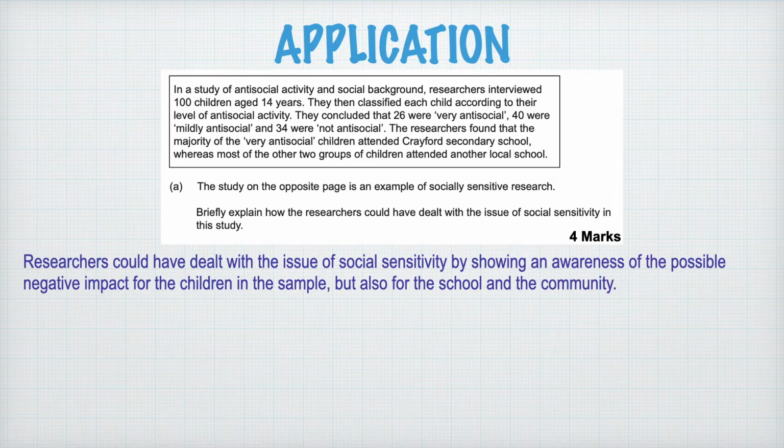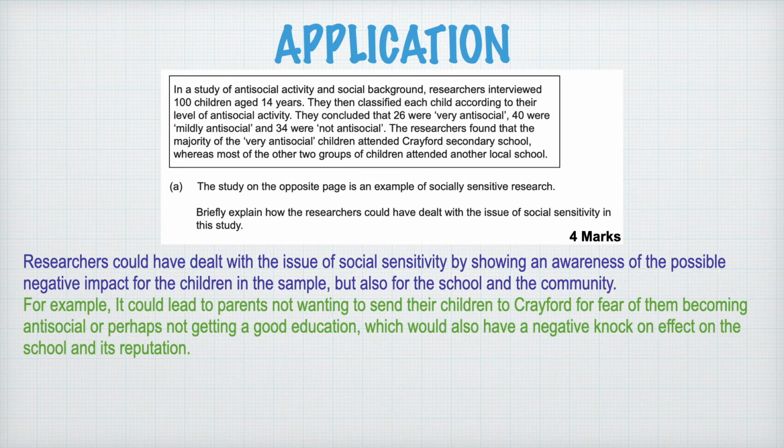Okay, so researchers have to show an awareness of the socially sensitive nature of their study. I'm then going to move on and I'm going to give an example of why we need to deal with the socially sensitive nature of my study, and also what could happen if we don't show an awareness. Okay, one example should be fine. You can give 2 examples if you want, that's also not a problem.